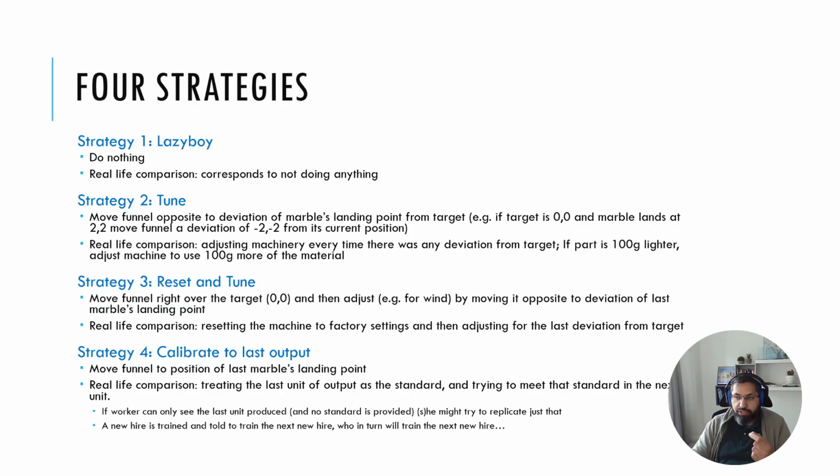Then the third strategy is what is called reset and tune. Each time the marble falls away from the target, first you reset the funnel by looking through it to be on top of the target again. Then, because something is causing your marble to be off target, even though you started in a reset state, you tune it like strategy 2. So if the marble landed to the right, you move the funnel to the left. If the marble landed to the left, you move the funnel to the right.